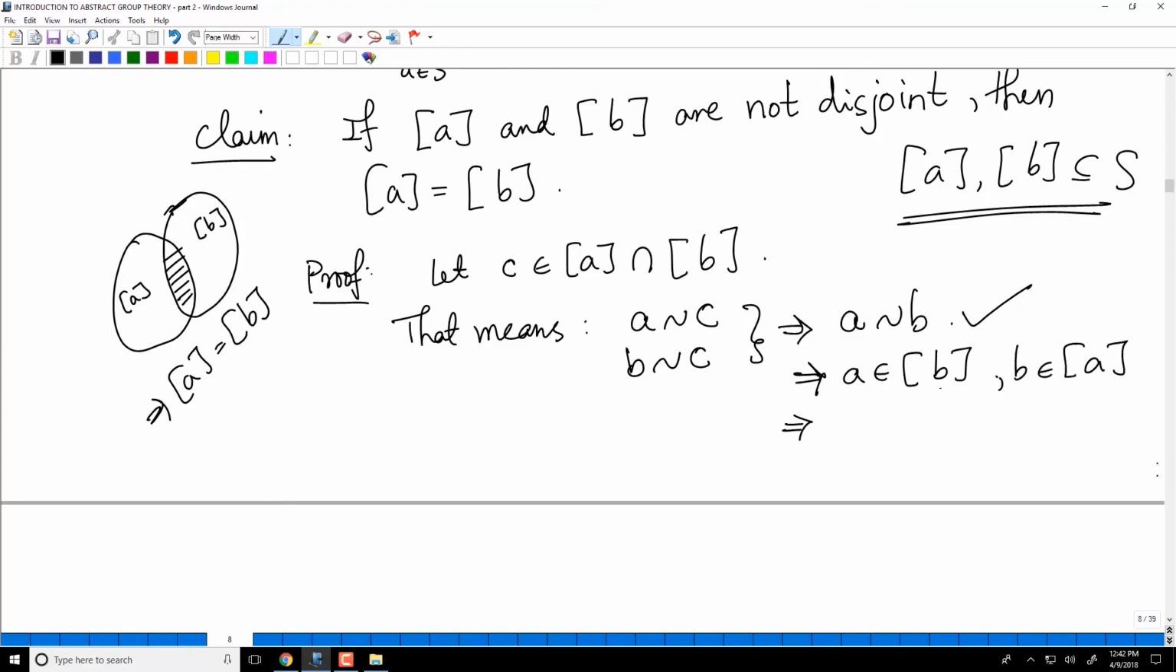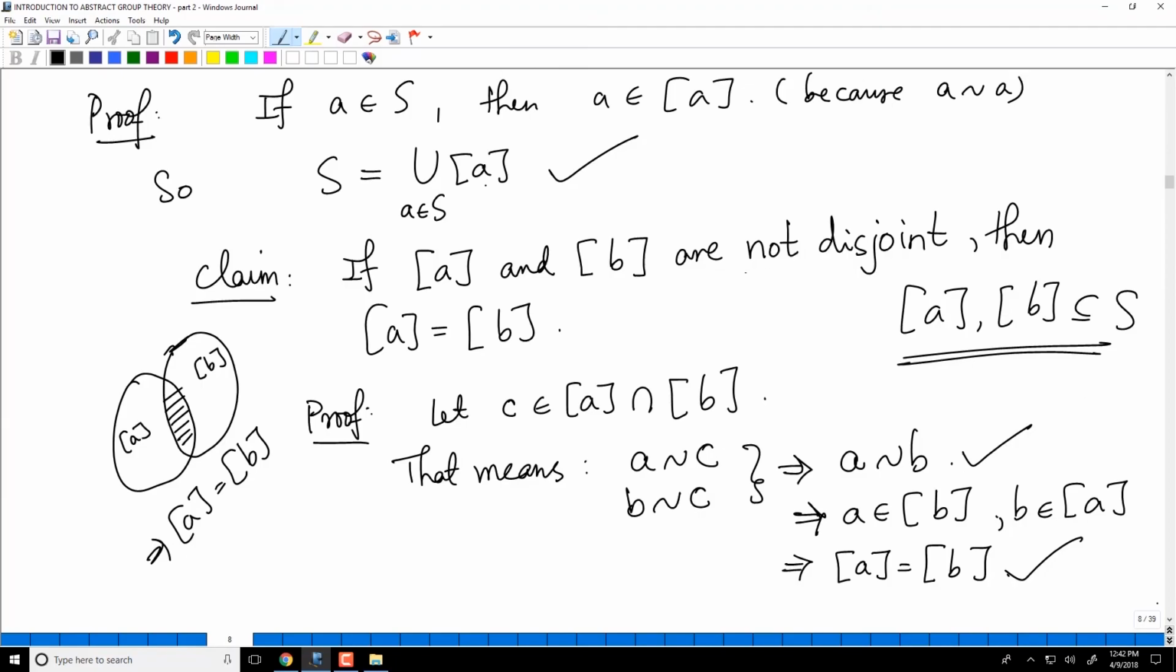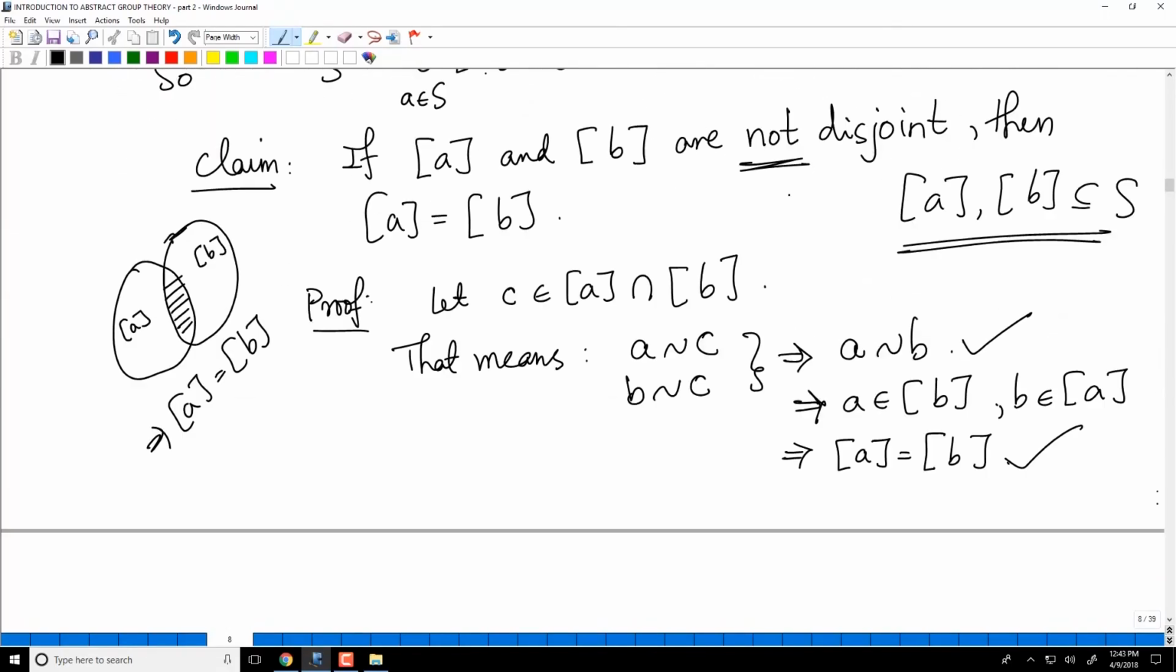So A is in the equivalence class of B, and B is in the equivalence class of A. That means if some other element D is equivalent to A, then it's equivalent to B also, so it's in B. If it's equivalent to B, it's equivalent to A also. So this proves that if two equivalence classes are not disjoint, then they are equal. They are exactly identical. So this proves the claim.